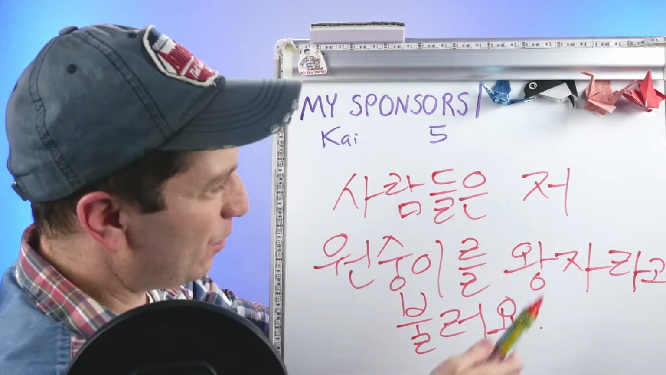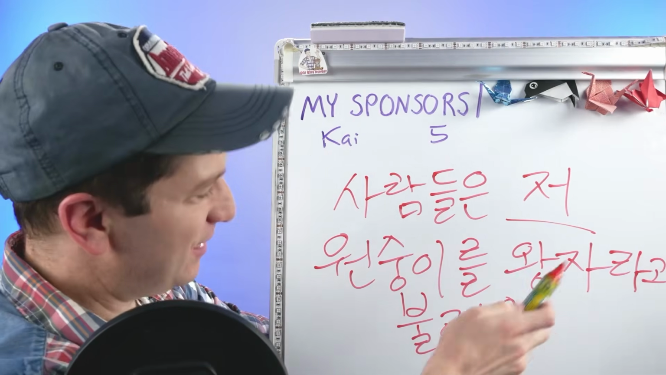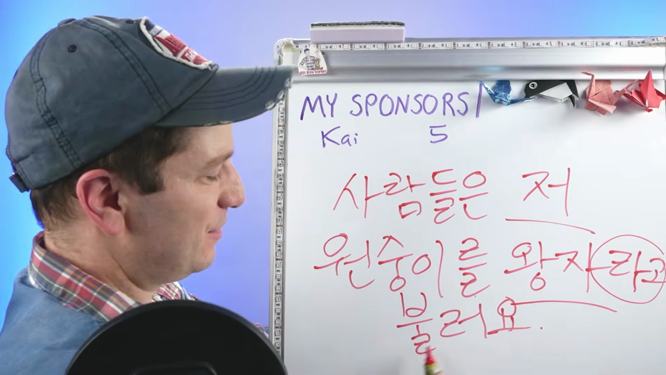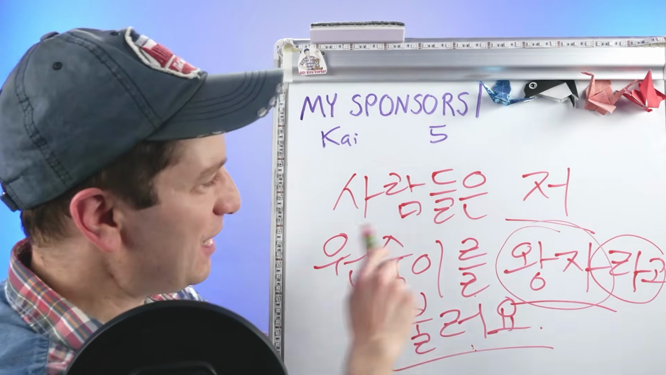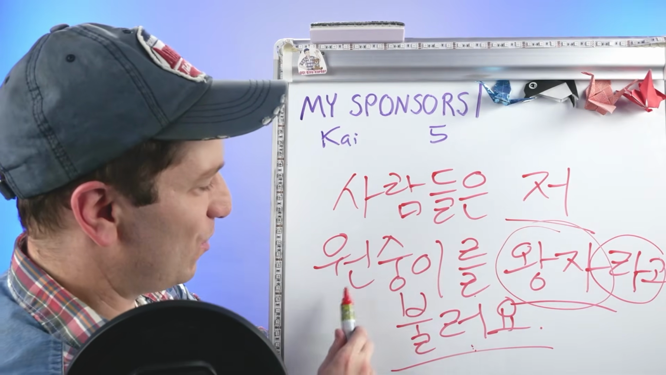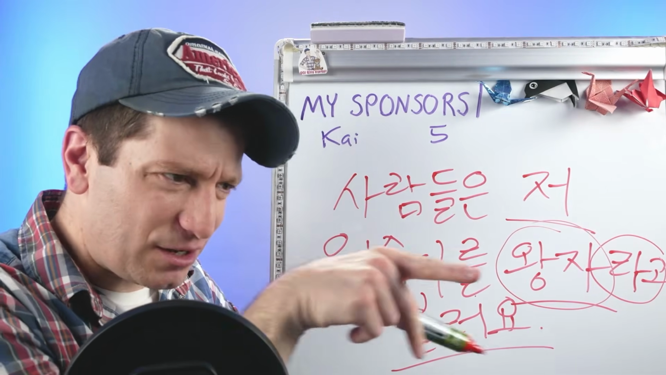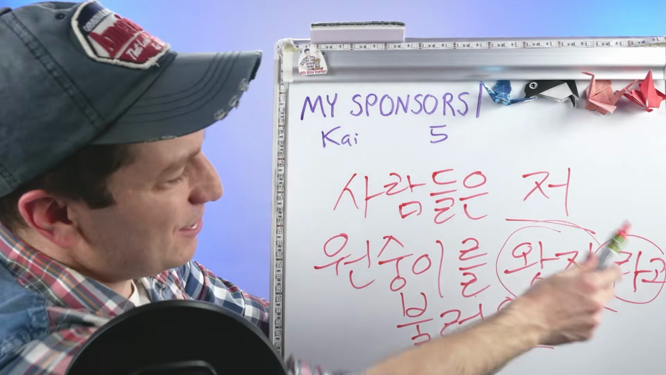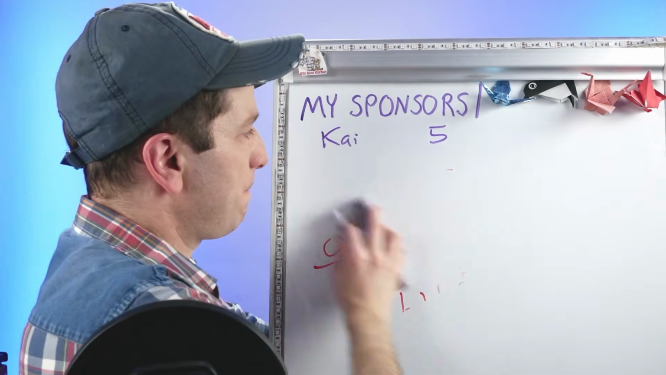사람들은, so people, that 원숭이, that monkey, 왕자 is a prince. 왕자라고 불러요. So they call that monkey 왕자. So people call that monkey prince. 사람들은 저 원숭이를 왕자라고 불러요. Hey, that monkey over there, you see that monkey? People call that monkey prince. It's their nickname. 사람들은 저 원숭이를 왕자라고 불러요.